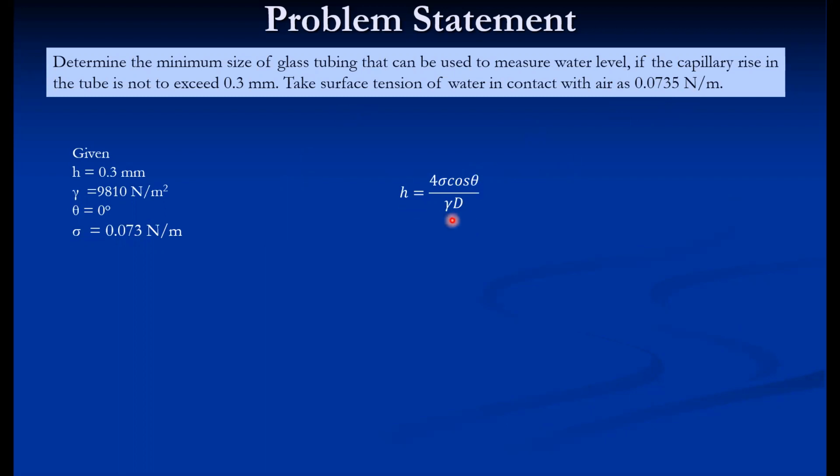The only unknown in this equation is d. So d is 100 mm. If the diameter is less than 100 mm, then the capillary rise will be greater than 0.3 mm, which is not acceptable. So keep the diameter a minimum of 100 mm or greater to minimize the capillary action. So it's a simple problem.